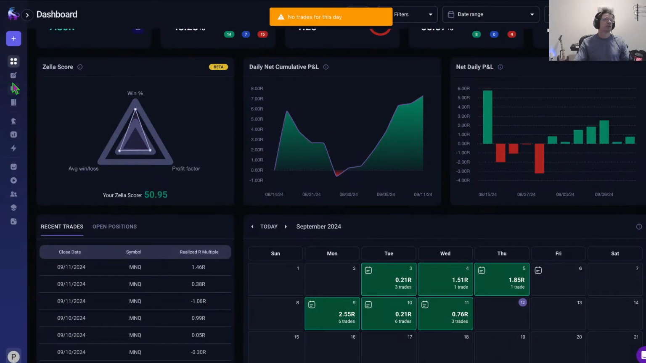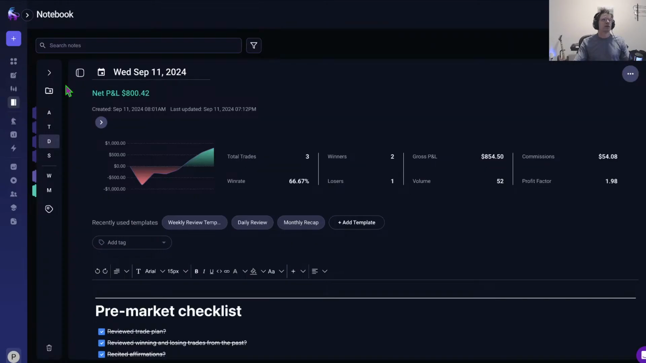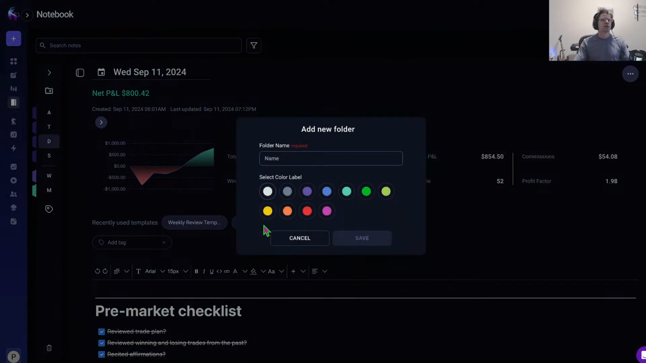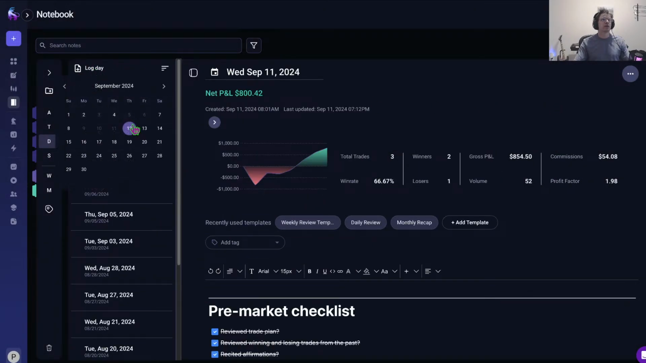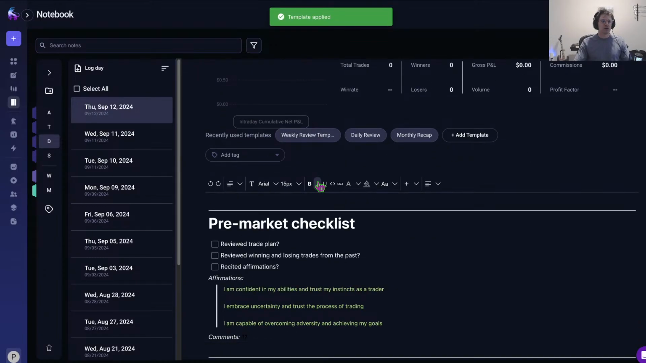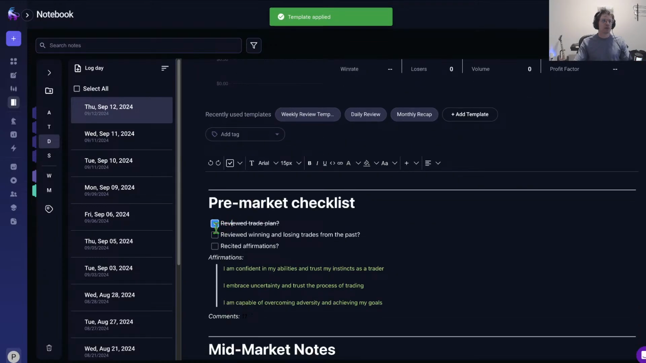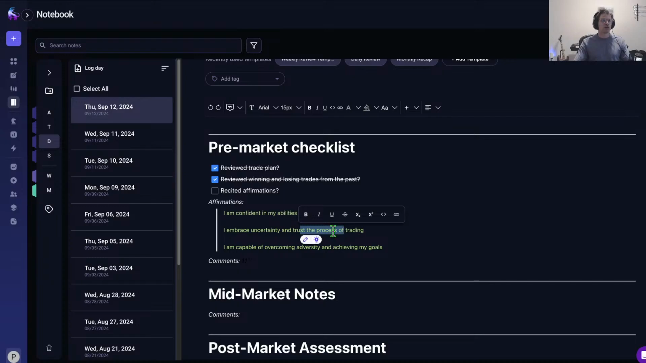Let's go create a log day, one of these daily reviews. Review trade plan. I am confident in my abilities and I trust my instincts. But I'm going to embrace uncertainty and trust the process. So the process is key. I'm capable of overcoming adversity and achieving my goals.